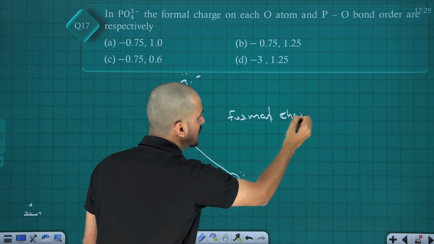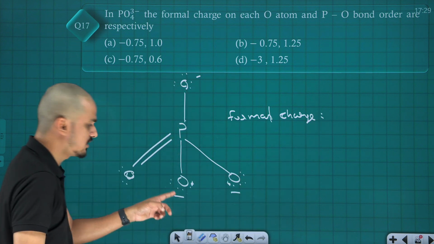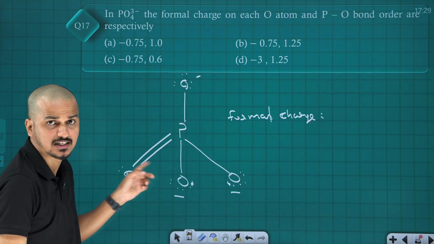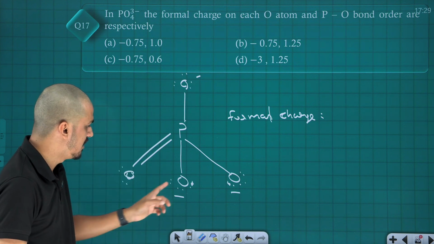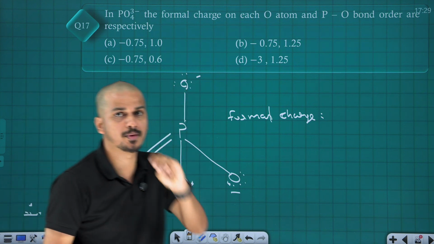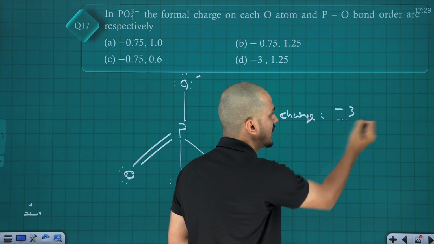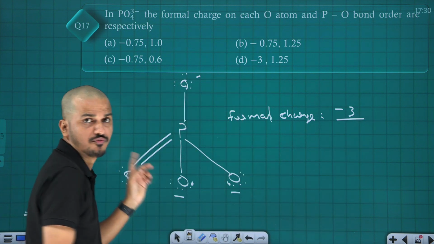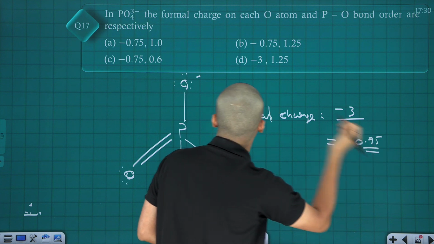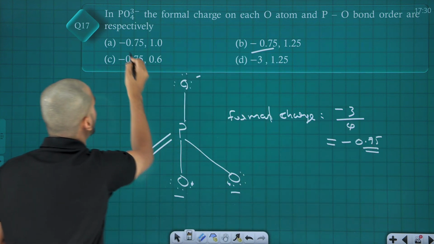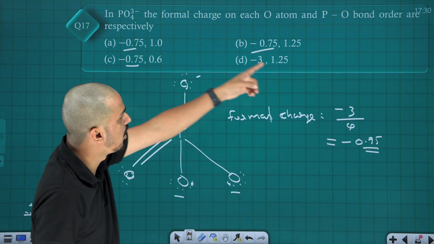Formal charge means, because of resonance, this minus can come here, this minus can come here, like that. That shifting is possible. So while calculating formal charge, we will take the average. -1, -1, -1. Total how many are there? -3. How many oxygens are there? Total 4. So -3 by 4, that means -0.75 is the formal charge. How many options are there? 3 options are there.